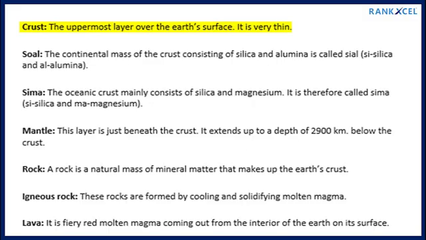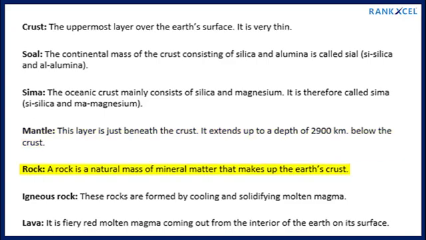Crust: the uppermost layer over the Earth's surface. It is very thin. Sial: the continental mass of the crust consisting of silica and alumina is called Sial, from silica and alumina. Sima: the oceanic crust mainly consists of silica and magnesium. It is therefore called Sima, from silica and magnesium. Mantle: this layer is just beneath the crust. It extends up to a depth of 2,900 km below the crust.